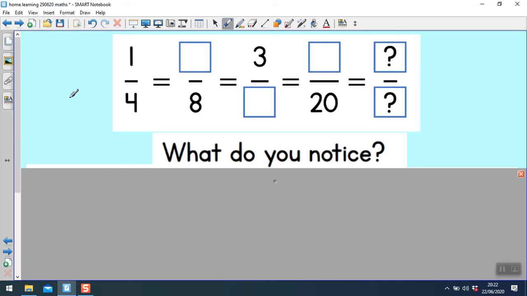So now have a go at filling in these gaps. Pause the video while you do this.